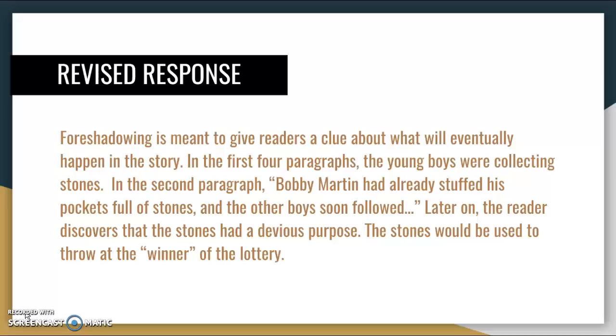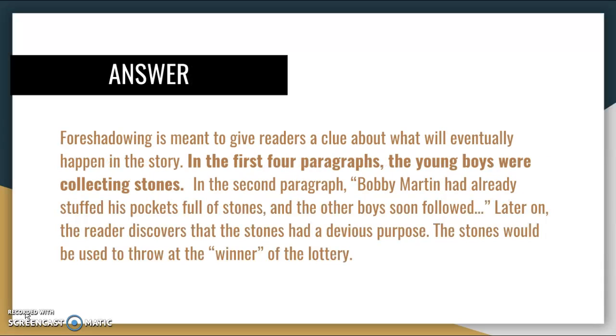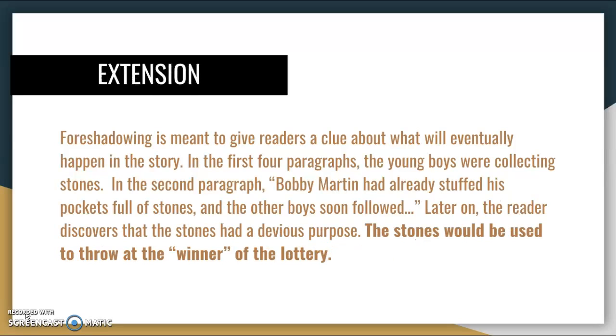So let's review. Foreshadowing is meant to give readers a clue about what will eventually happen in the story. In the first 4 paragraphs, the young boys were collecting stones. In the second paragraph, Bobby Martin had already stuffed his pockets full of stones, and the other boys soon followed. Later on, the reader discovers that the stones had a devious purpose. The stones would be used to throw at the winner of the lottery. We have a topic sentence, an answer, a quote, an explanation, and an extension. This is a great revision. Keep this in mind as you answer the other questions in the document.